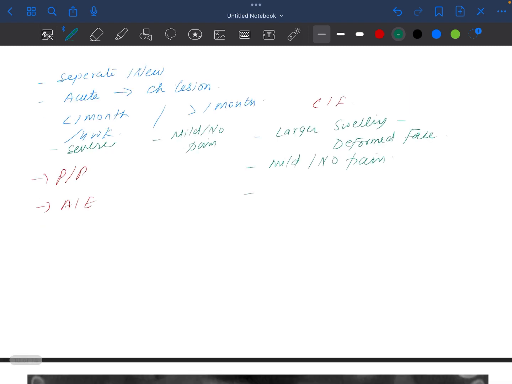Sometimes the swelling is so large that it will lead to reduced mouth opening because it is pressurizing all the muscles and the patient is not able to properly utilize the muscles. Difficulty in mastication is a continuation of reduced mouth opening. If mouth opening is reduced, then obviously mastication will be hampered.